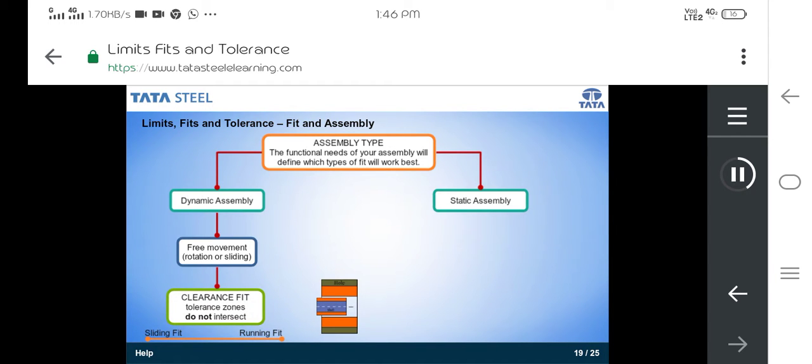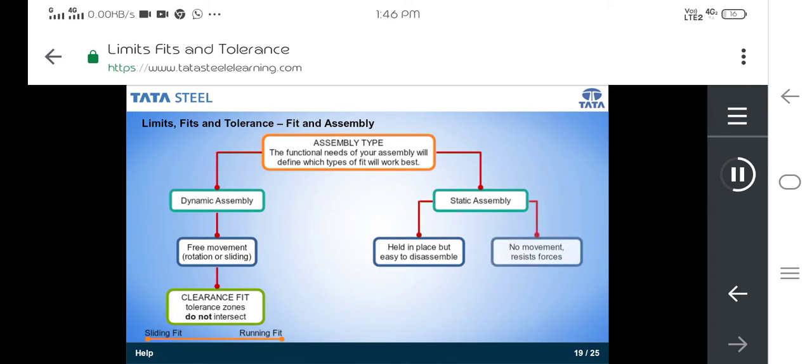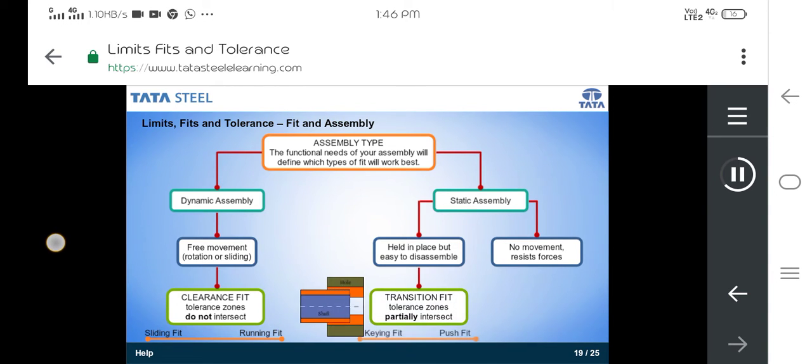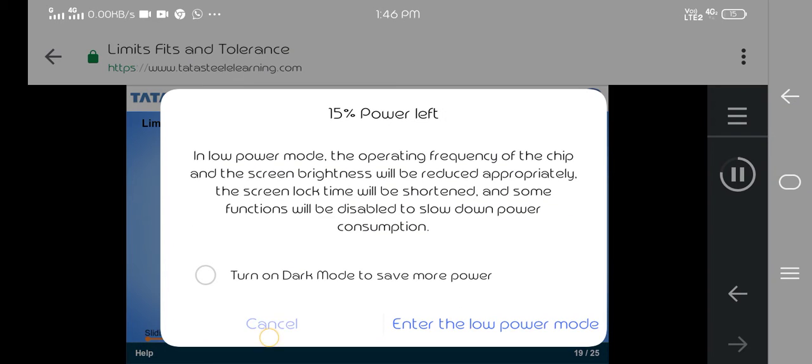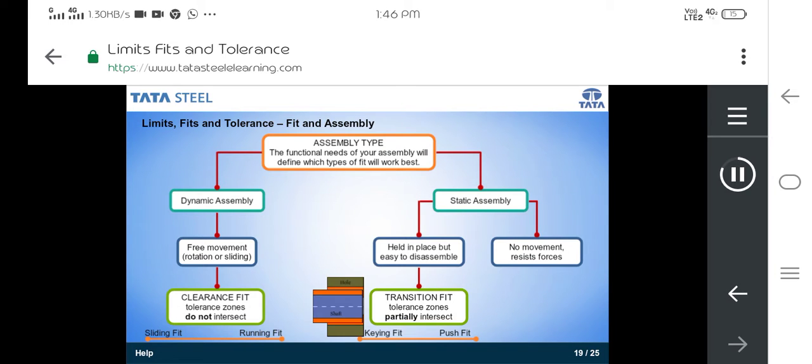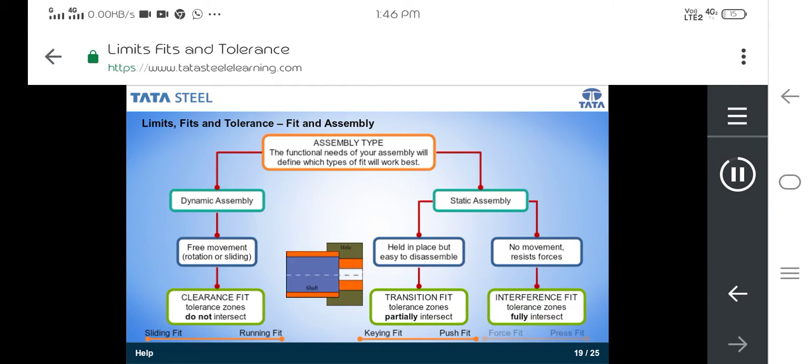Static assemblies can be of two types. They can either be held in place but easy to disassemble, or they may resist forces and allow no movement. Transition fit is ideal for the easy to disassemble static assemblies, as the tolerance zones partially intersect. But for the assemblies that allow no movement, interference fit should be used, as the tolerance zones fully intersect.